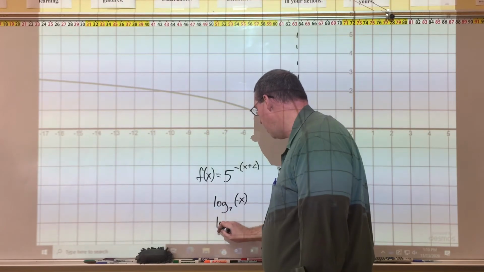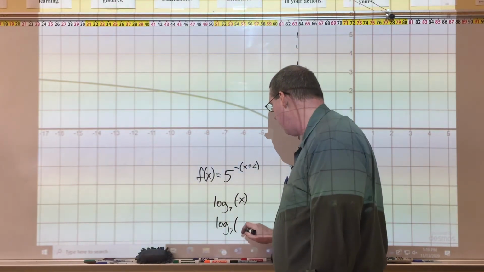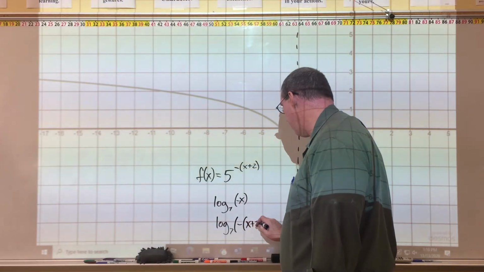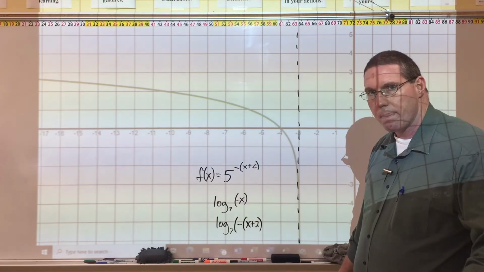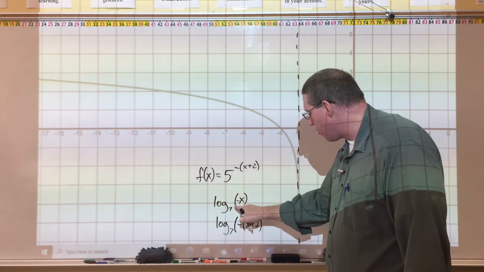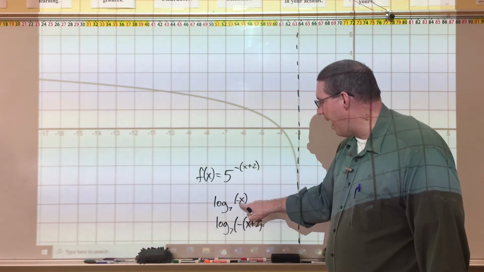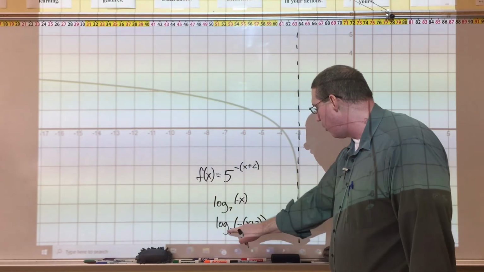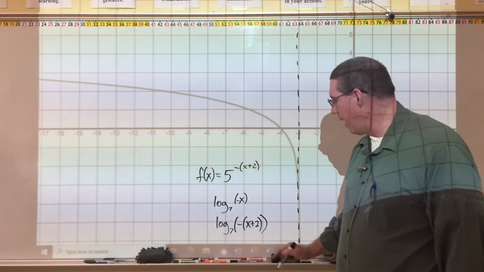Well, here's the problem. I would need extra parentheses. I'd need to do log base 7 of negative, then new parentheses x plus 2. Because the negative has to be on the outside of the parentheses. But that first parenthesis, do you see these parentheses right here? Those parentheses are not there for the x. Those parentheses are there for the log. So I need the parentheses for the log, and I need the parentheses for the binomial term x plus 2.